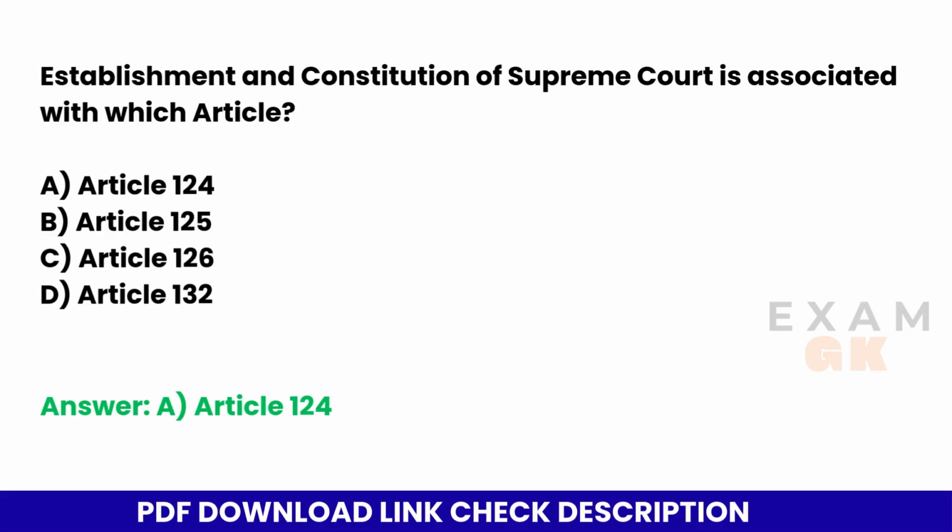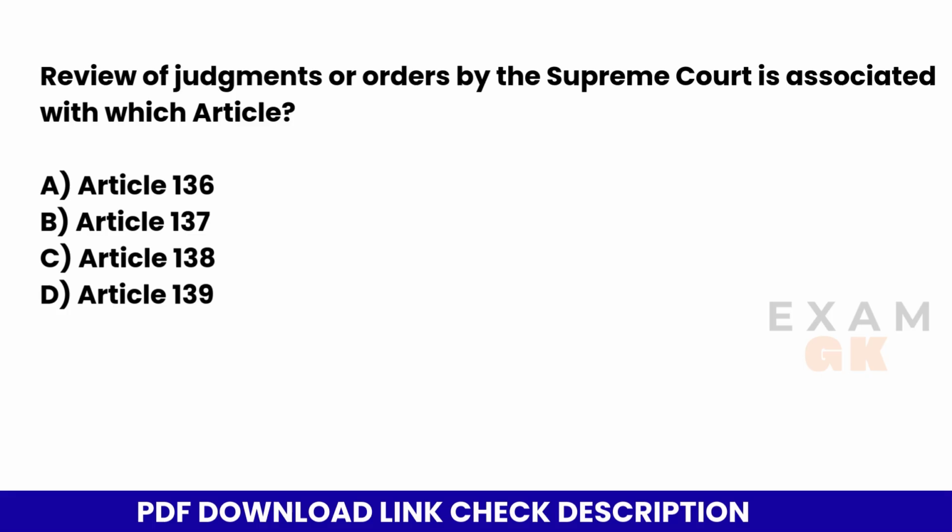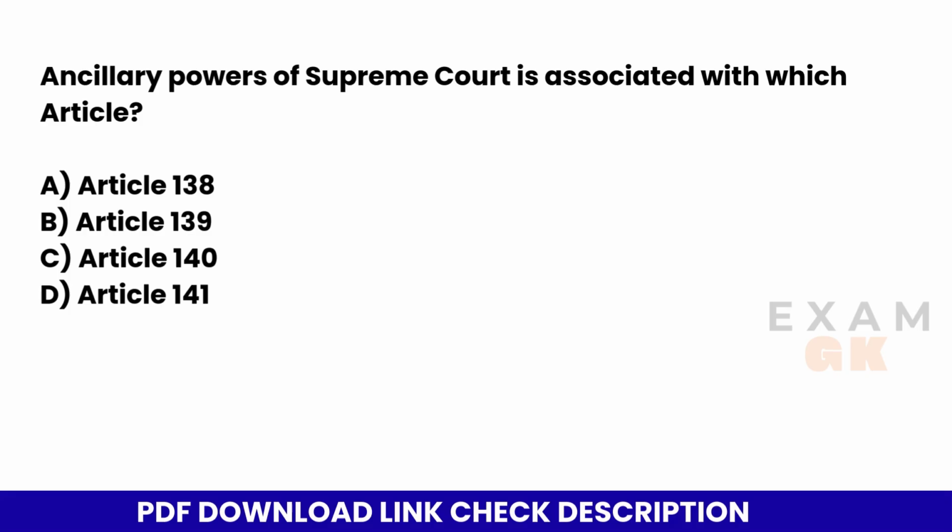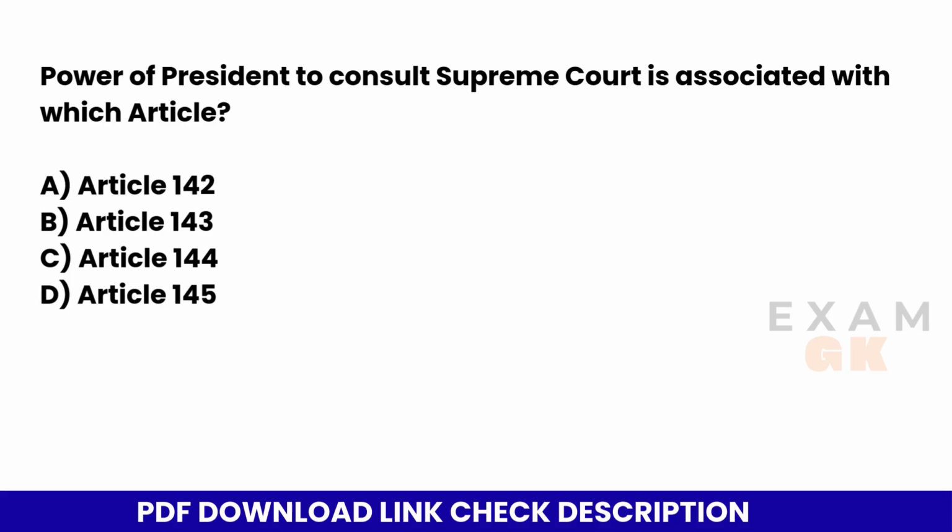Answer A. Article 124. Review of judgments or orders by the Supreme Court is associated with which article? Answer B. Article 137. Ancillary powers of Supreme Court is associated with which article? Answer C. Article 140. Power of President to consult Supreme Court is associated with which article?